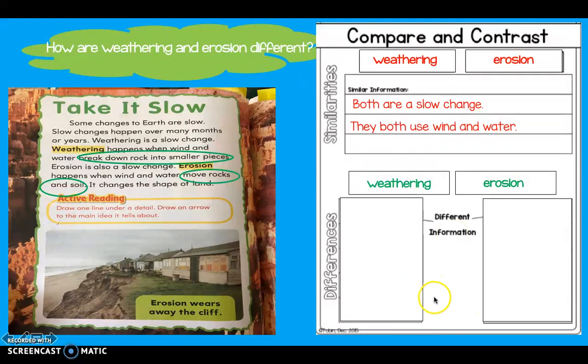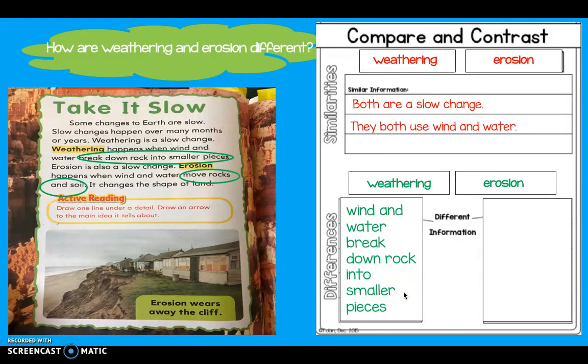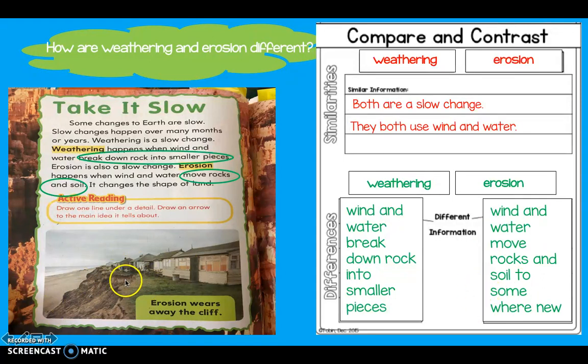So if we go to our organizer over here, for weathering, a difference that I found was that the wind and water break down the rock into smaller pieces. It breaks it up. Whereas erosion uses wind and water to move the rocks and soil to somewhere new. And as you can see in this picture, erosion wears away the cliff and moved that sand to a different spot. So there you have it, boys and girls. This is how we compare and contrast two topics. We make sure that we go into the text and find our evidence to show how they're alike and how they're different.